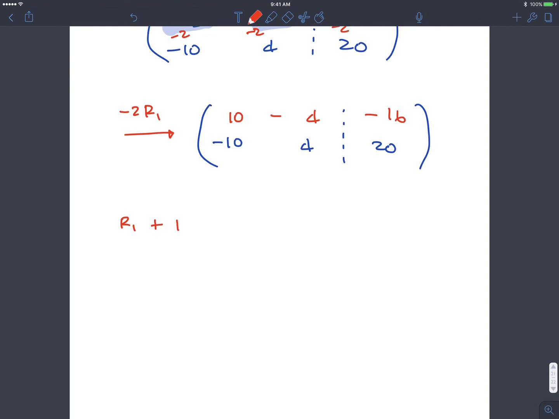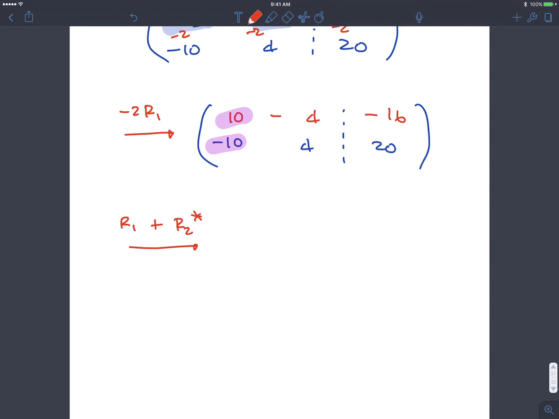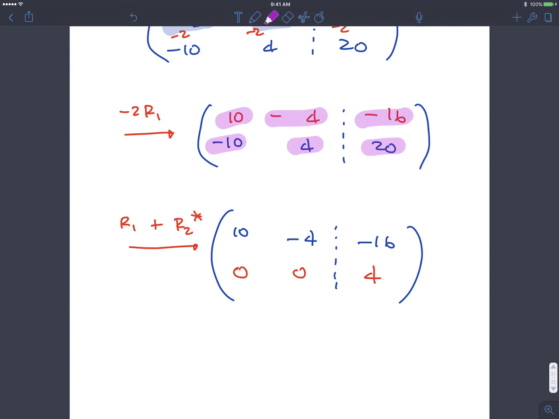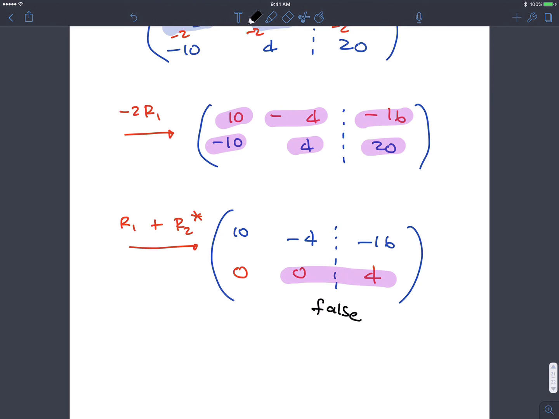Take row 1, add it with row 2. You're going to change row 2. 10 plus -10 gives you a 0. -4 plus +4 gives you a 0. -16 plus 20 gives you a 4. First row did not change. 10, -4, -16. Notice this. 0 is 4. This is a false statement.